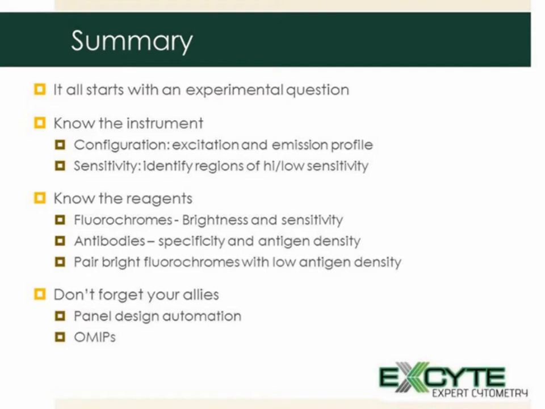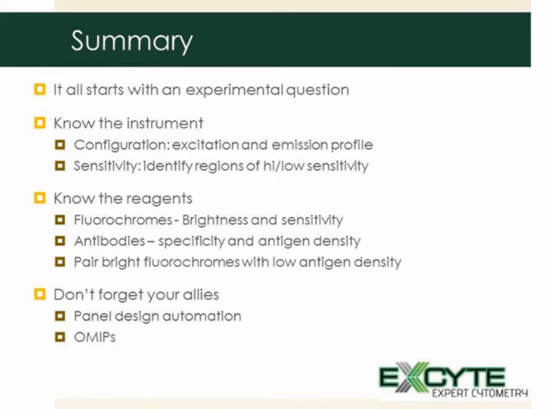You need to know your reagents. The fluorochromes, we need to know things like brightness and their sensitivity to fixation and other chemical conditions that you will introduce the cells to. With the antibodies, we need to know the specificity and the antigen density. Again, we pair our bright fluorochromes with low antigen density targets and our dimmer fluorochromes with our higher density targets.